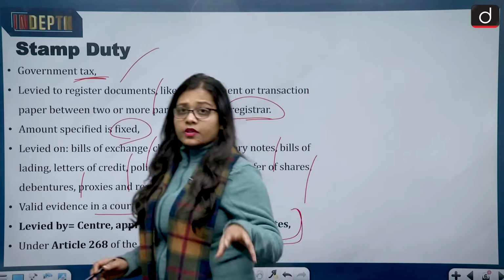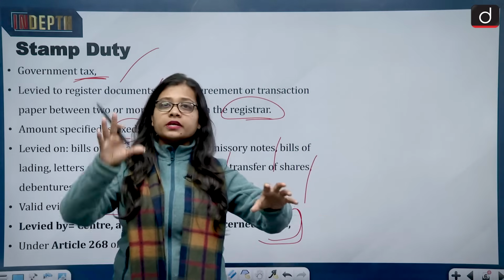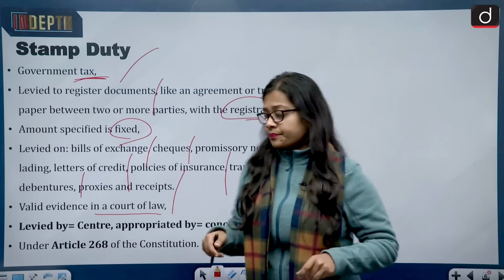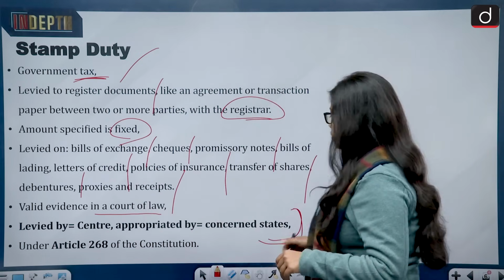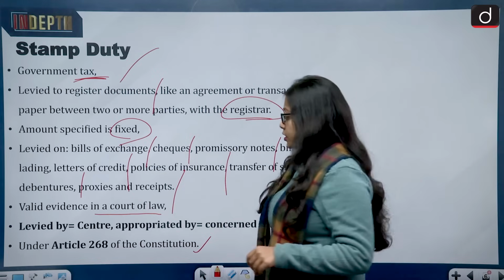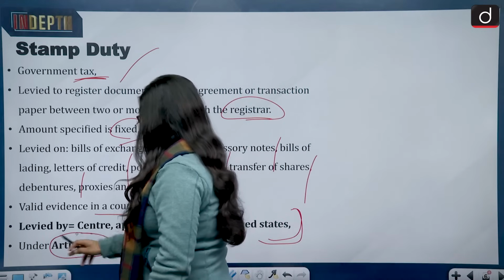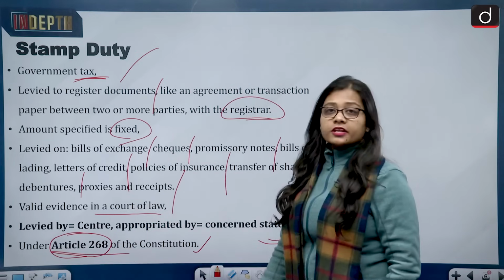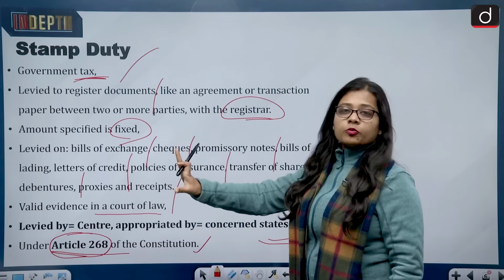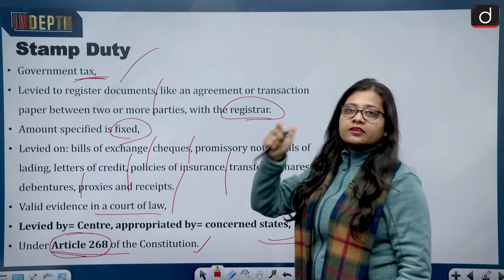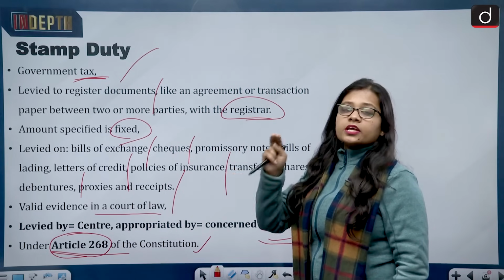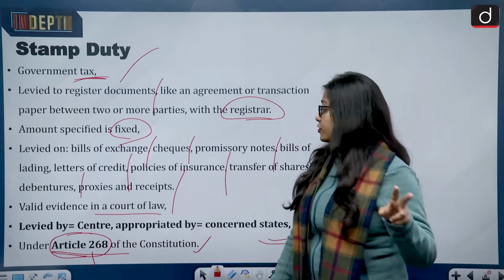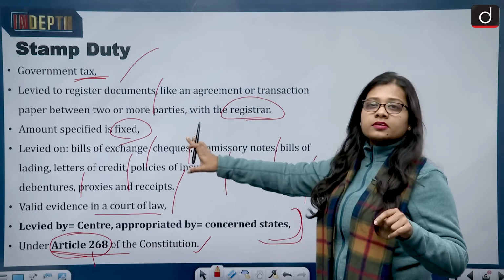For example, the center levies the stamp duty, but in every state of India, it is the state government which collects that stamp duty. Under Article 268 of the Constitution, it is levied by the center but appropriated by the state. This happens under Article 268 of the Indian Constitution. So this is about stamp duty. I hope things are clear. First of all, it is a type of government tax levied by the center, appropriated by the state, as given in Article 268 of the Constitution.